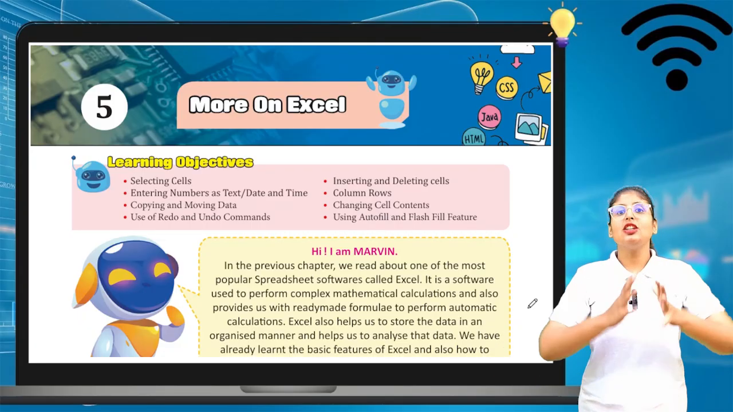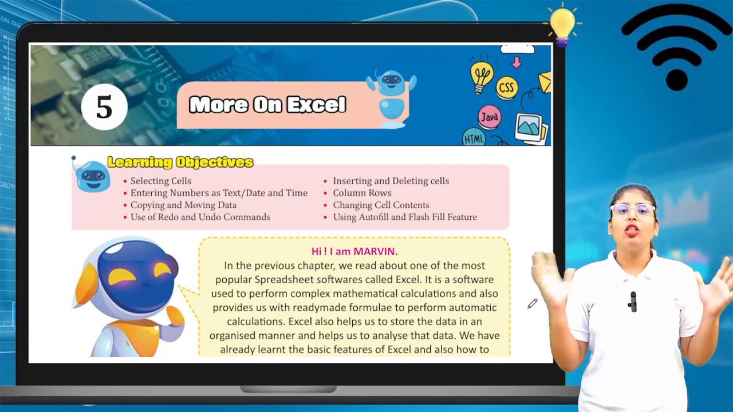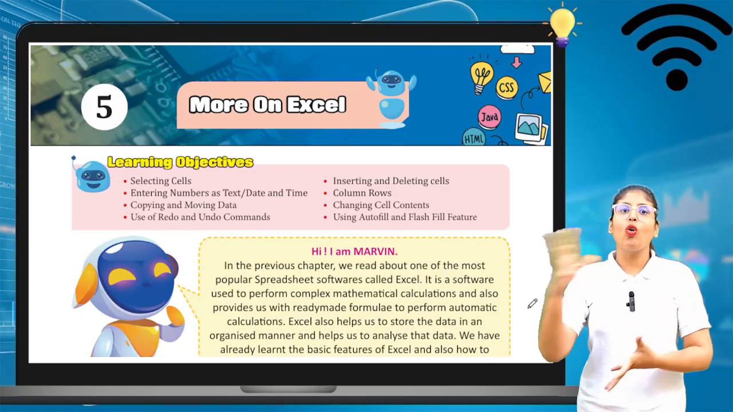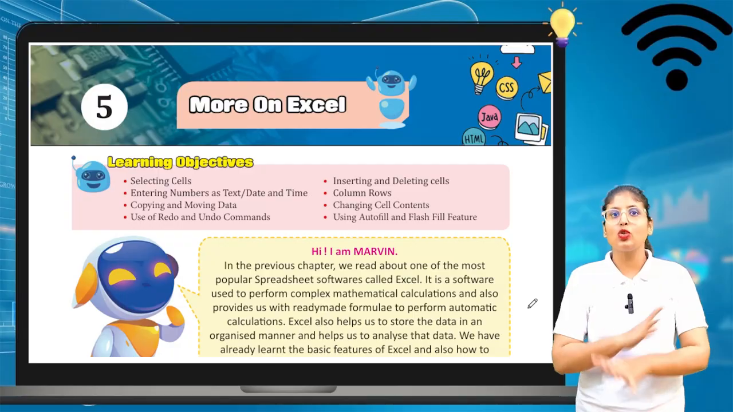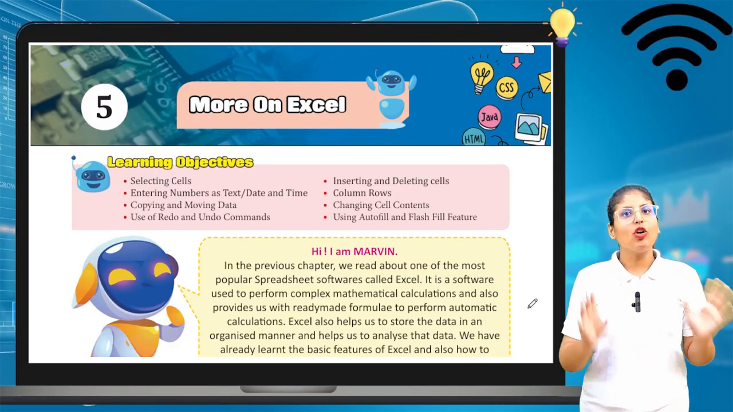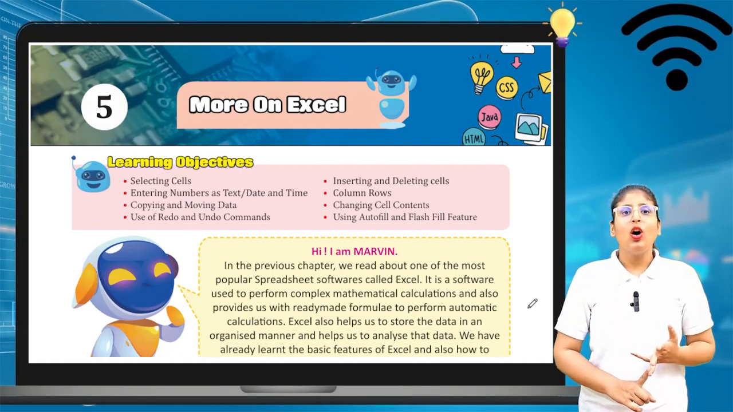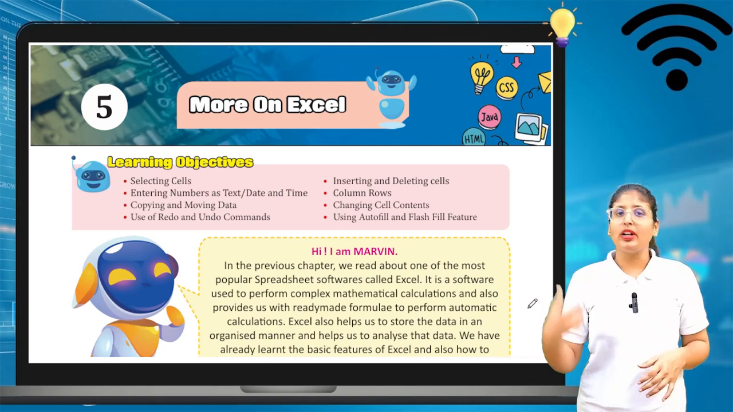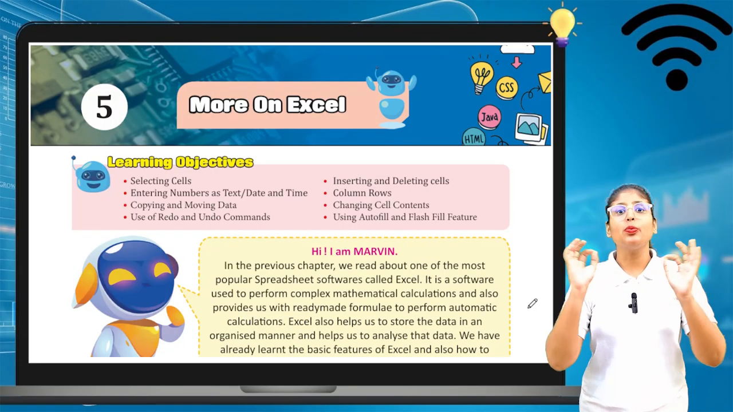Because Excel is a very large topic, or we can say a big topic, there are lots of things. It is not easy to cover all the things in one chapter. So that's why chapter 4 and chapter 5 are totally related to Excel. Like in the previous chapter, we already know what is Excel, how we create an Excel sheet, how we save it, what are rows, what are columns, what are the components, what is the auto sum feature in Excel sheets. All these things are done with you.